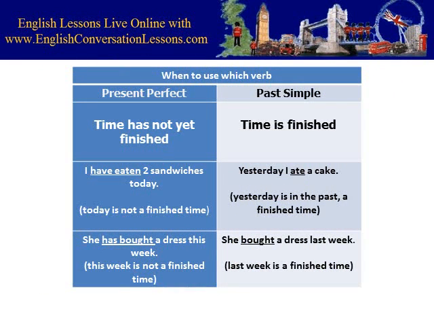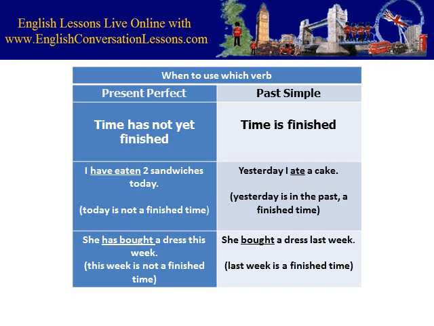And here we have some examples. So for the present perfect, the time has not yet finished. As an example, I can say, I have eaten 2 sandwiches today. Again, today is not a finished time. It might be the afternoon and there's still evening to come. So I have to use the present perfect here. I have eaten 2 sandwiches today.